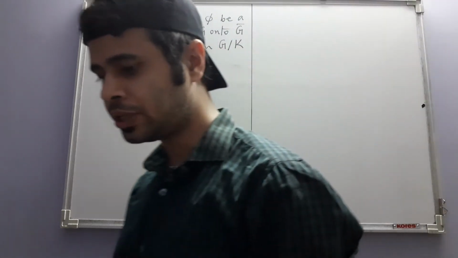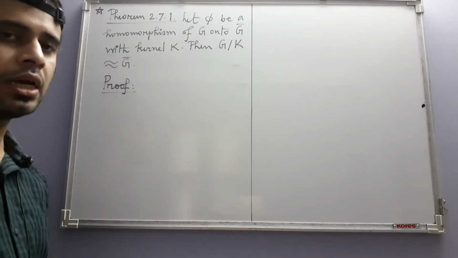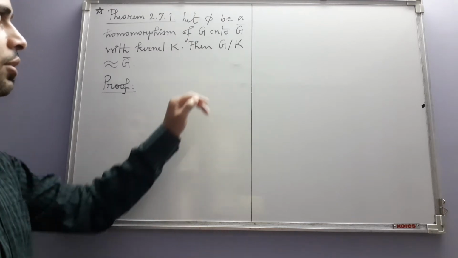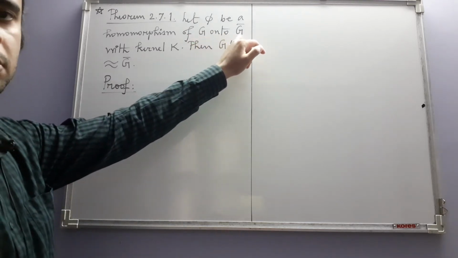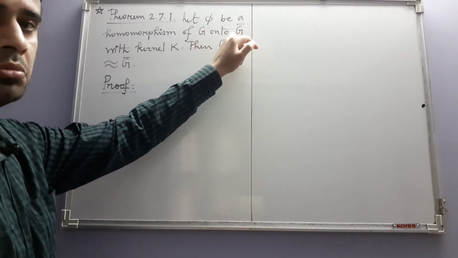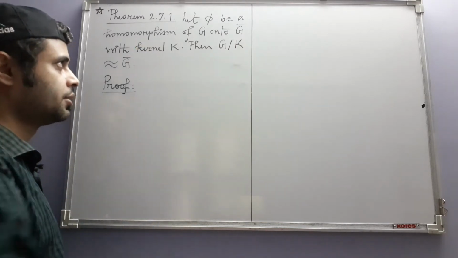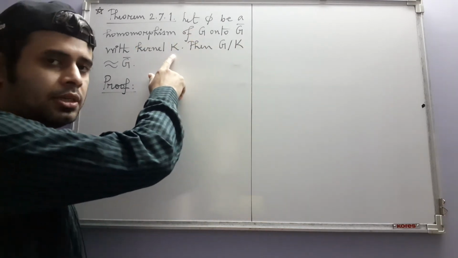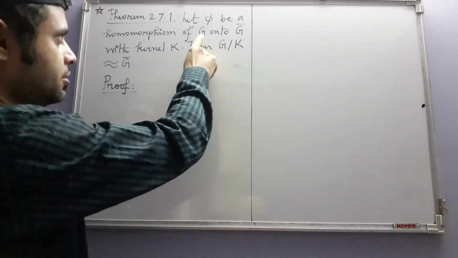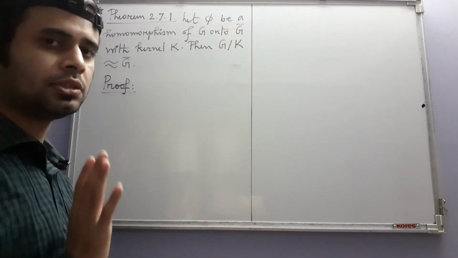Okay, so we are now going to prove this theorem 271, where in fact we ended the last video. In this theorem we are given two groups G and G bar, and there is a homomorphism phi from G onto G bar. Okay, the homomorphism is surjective, it's onto G bar, and the kernel of this homomorphism is K, which let us recall is the set of those elements in G that are mapped by phi onto the identity element of G bar.